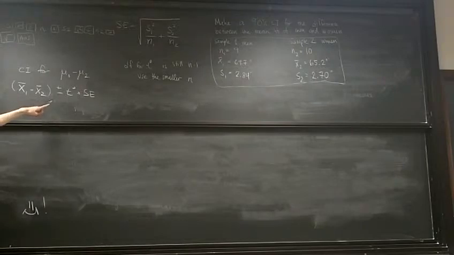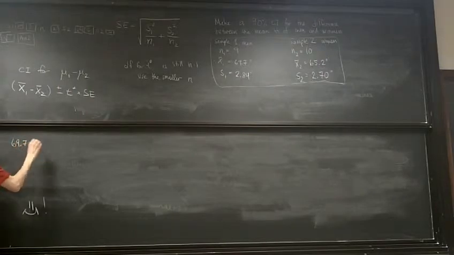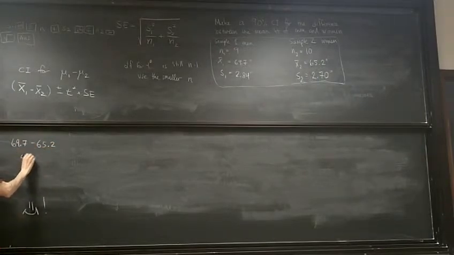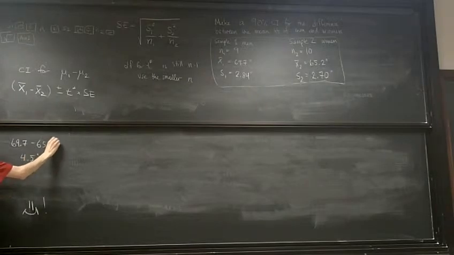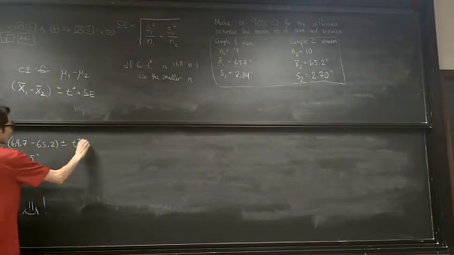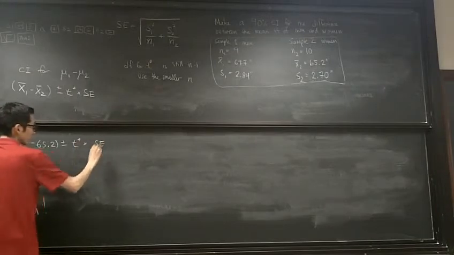All we're doing is just plugging in numbers here, okay? X bar 1, 69.7, minus x bar 2, 65.2. So the center, if I do this, I get 4.5 inches. Is that alright? That's right. Plus or minus a T star times my standard error.